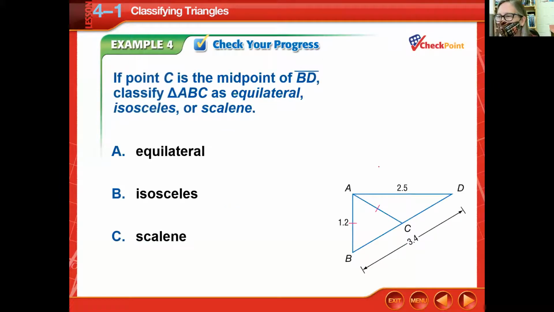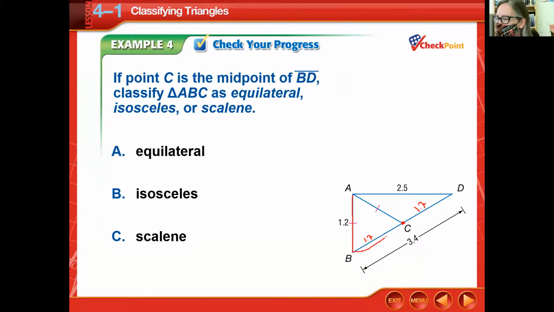Next, if point C is the midpoint of segment BD, here we have something in the middle again. If C is the midpoint of the whole segment, that means the length of BC is 1.7, because I asked my calculator to divide 3.4 by 2, and this is 1.7. Or I did it in my head, it doesn't matter. Okay, so now the question says, if point C is the midpoint of BD, classify triangle ABC as equilateral. We're talking about ABC.